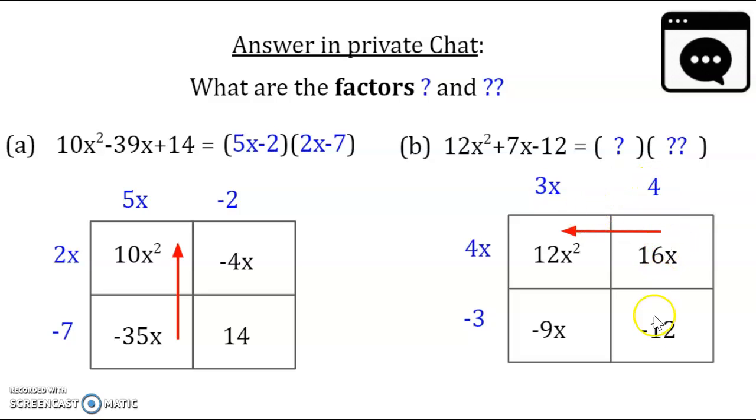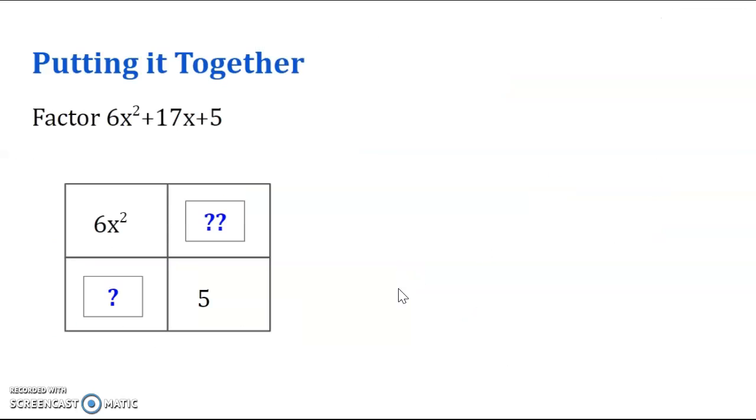And then you do want to check the last box. 4 times negative 3 is negative 12, and that checks out. So my two factors are 3x plus 4 and 4x minus 3. Okay, great. Now that you know how to factor backwards, we're going to put it all together.